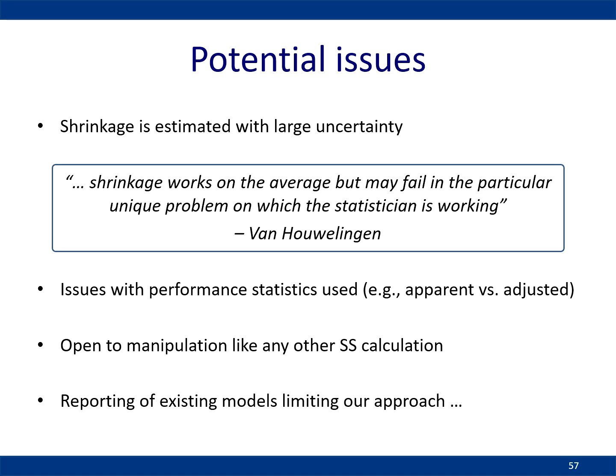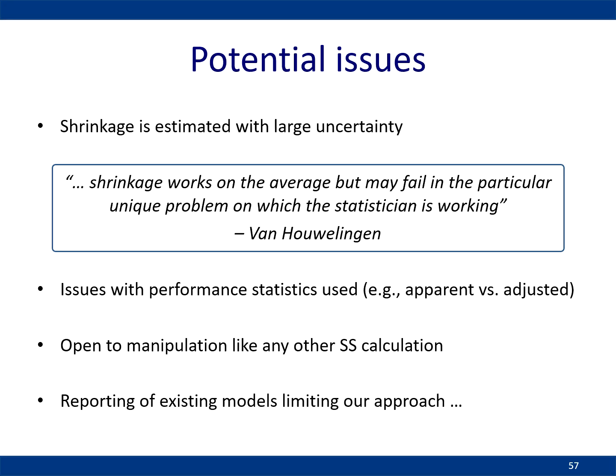He says that while shrinkage works on the average, it may fail in particular unique problems on which the statistician is working. And essentially what he means is that when we have a small sample, and therefore when we really need shrinkage, it's in those circumstances that the amount of shrinkage required is estimated with quite large uncertainty. And so this is why I mentioned earlier that we might want to target a higher shrinkage than 0.9, and that this could then inflate sample sizes quite considerably.